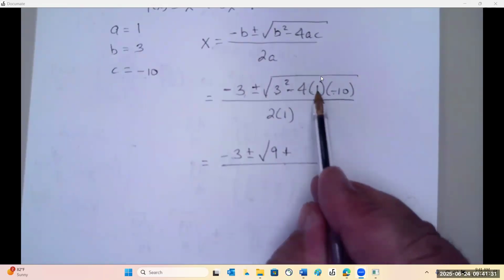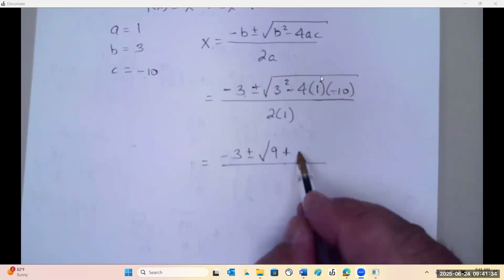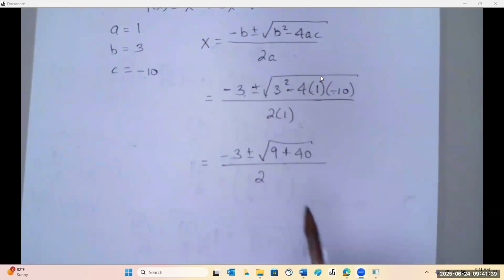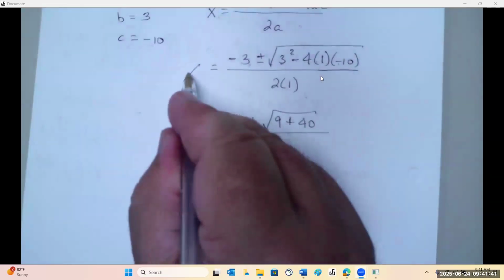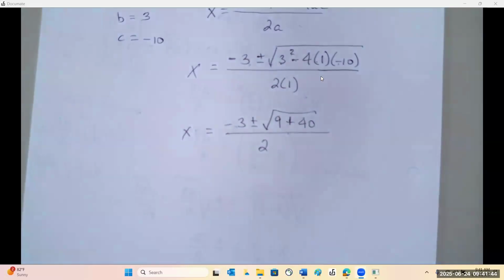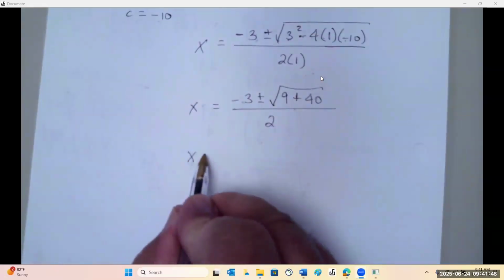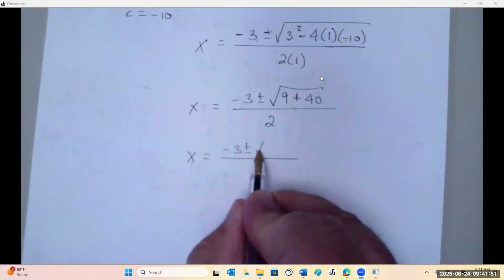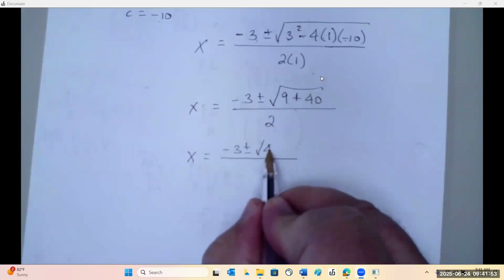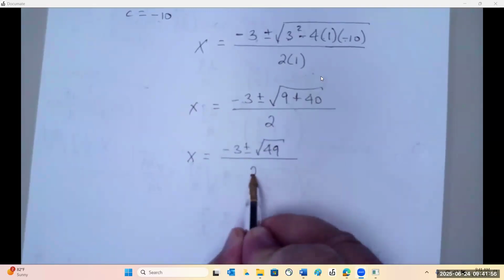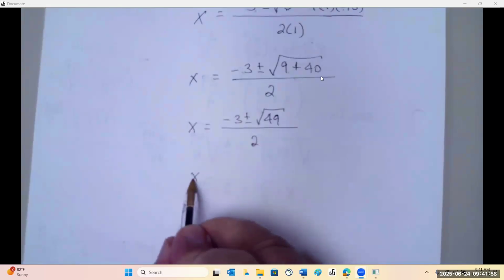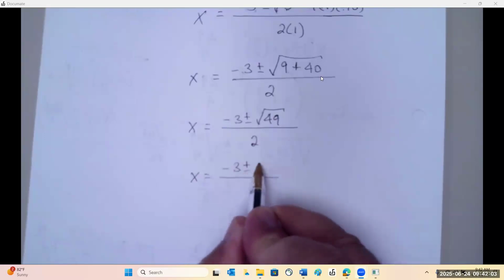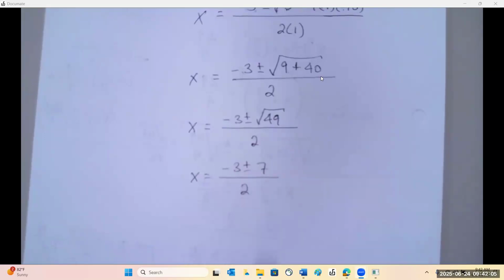4 times 1 is times 10 over 2 times 1. And continue the process. Inside the radical, 40 plus 9 is 49. Square root of 49 is 7 over 2.